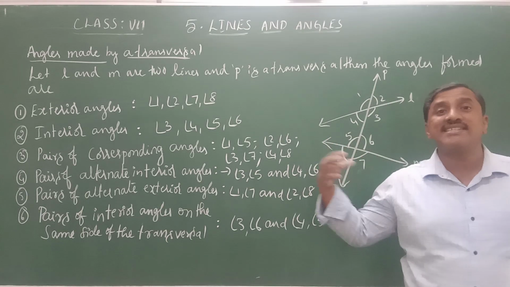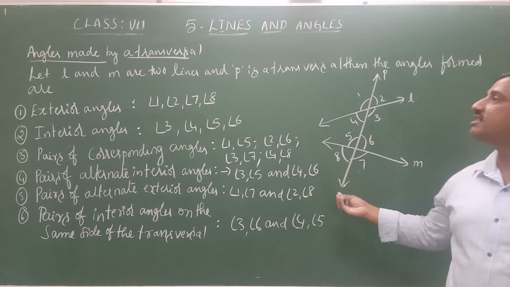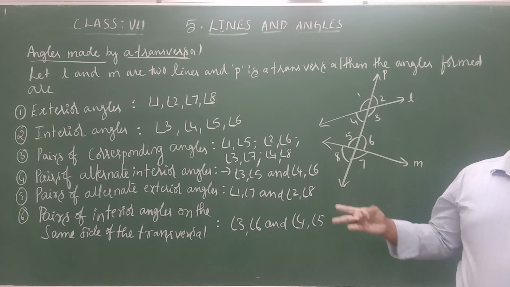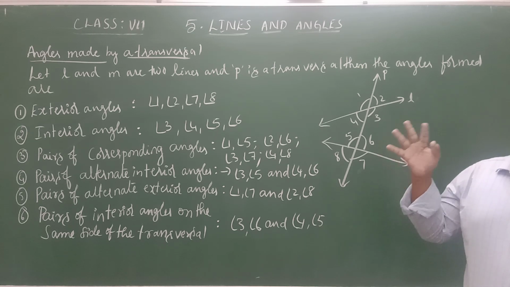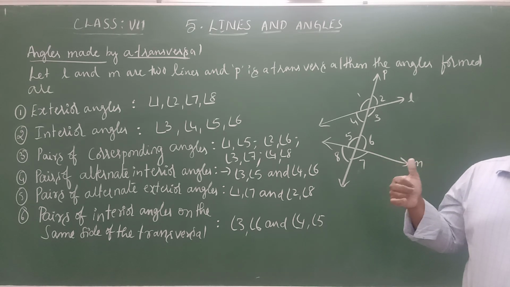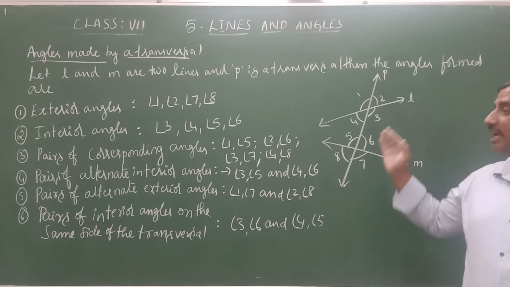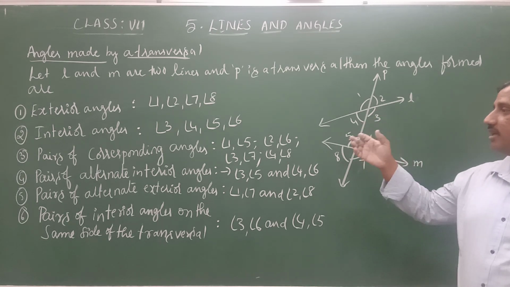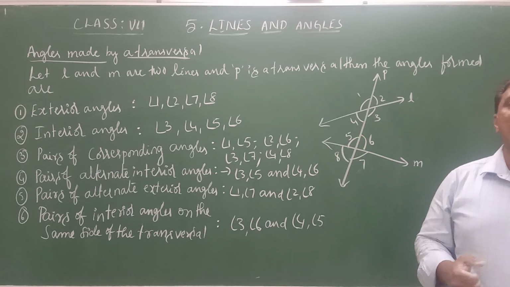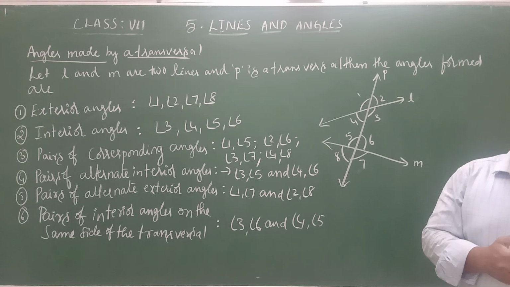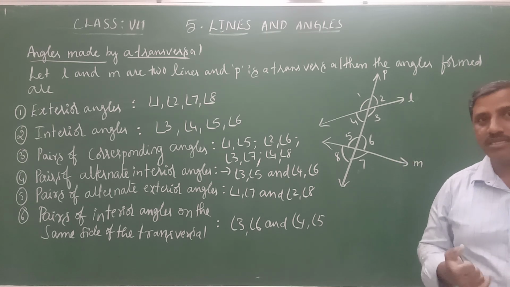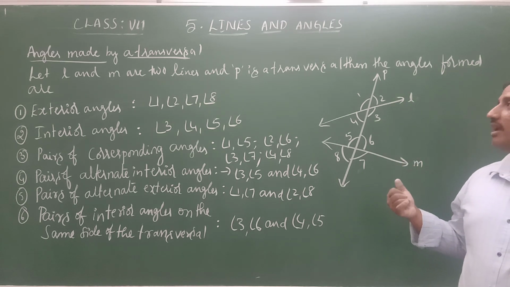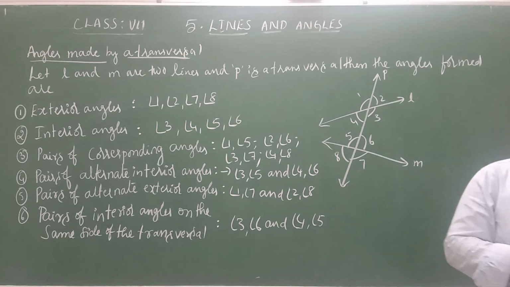So these are the different types of angles formed by a transversal with a pair of lines: exterior angles, interior angles, corresponding angles, then alternate interior angles, alternate exterior angles, interior angles on the same side of the transversal. Now we will study these angles for a pair of parallel lines. What are the properties of these angles for a pair of parallel lines when intersected by a transversal? We will discuss now.